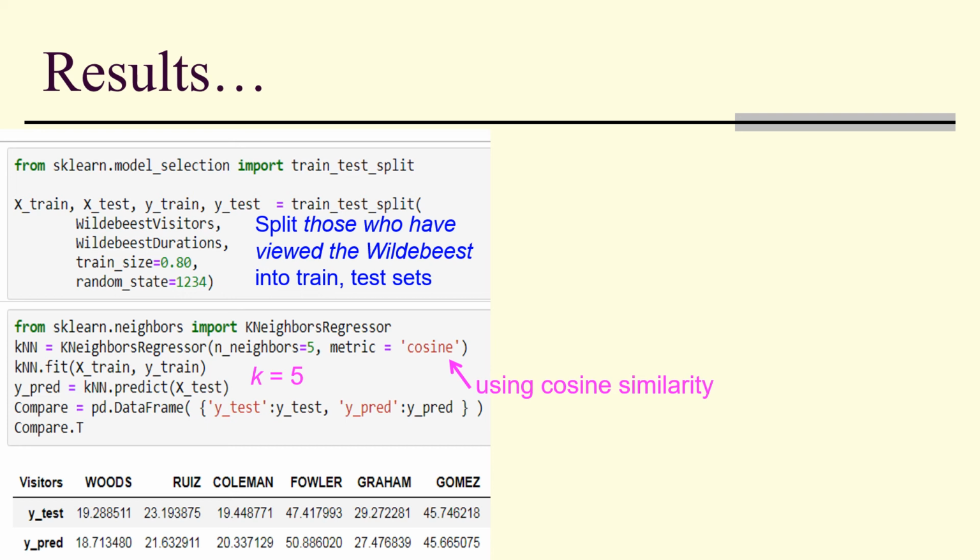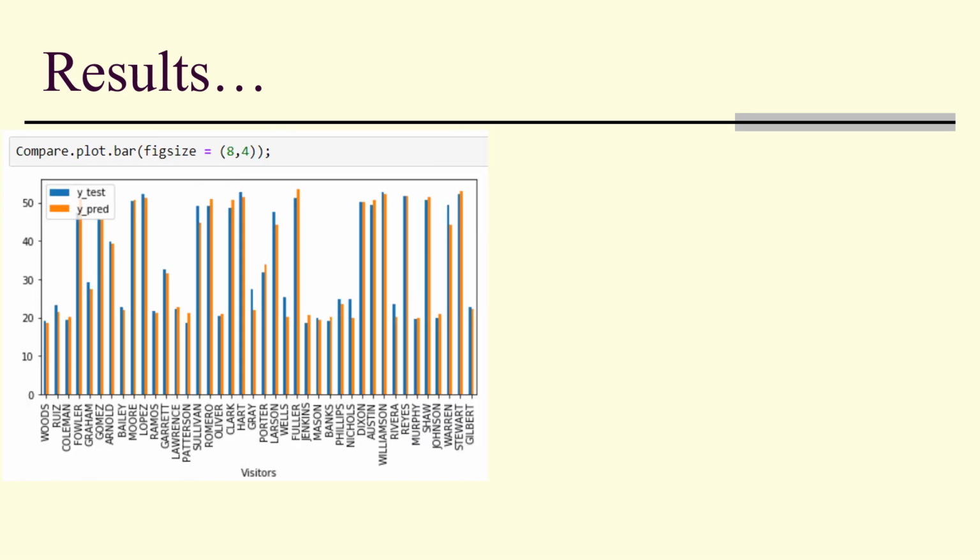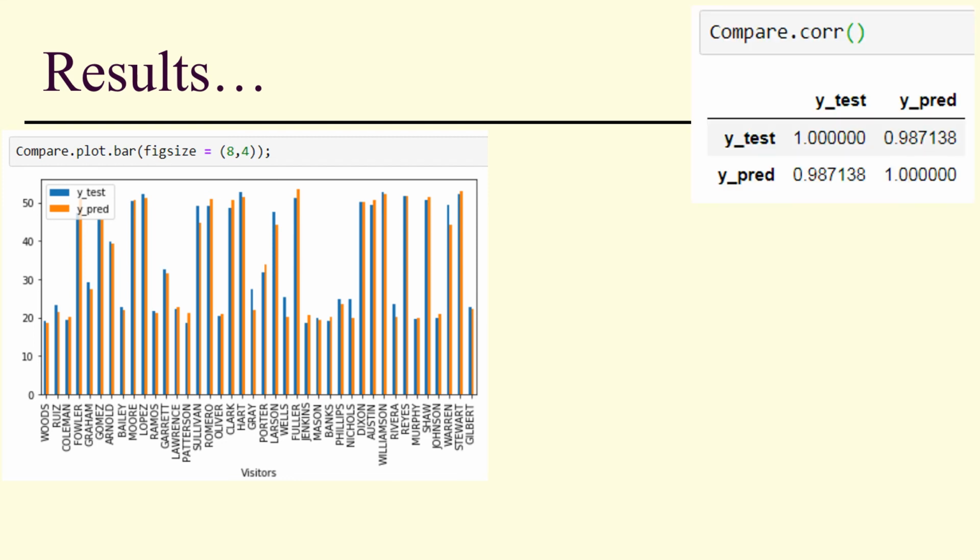So notice here are the actuals, y-test. Here's what we predicted using our kNN regressor. Here's a histogram of minutes difference between actual and predicted. So most are accurate to just a few minutes. Now we can compare, and notice that just visually, in these histograms, orange is predictions, blue is tests, and we can see pretty good predictive value there.